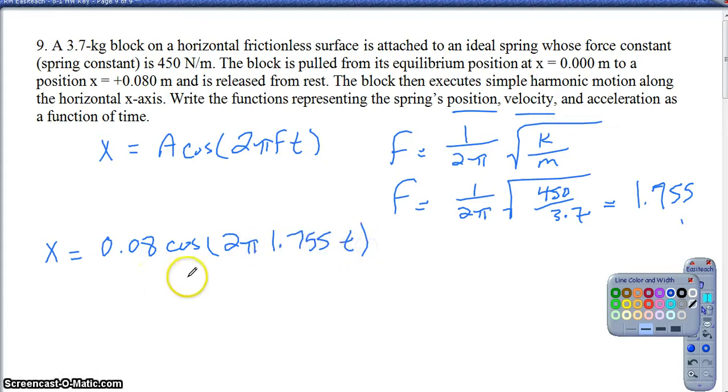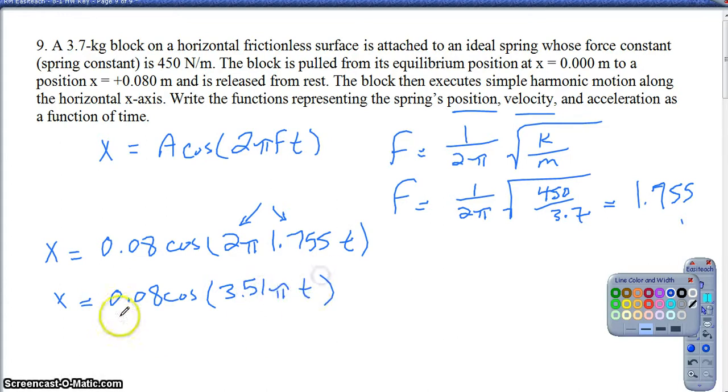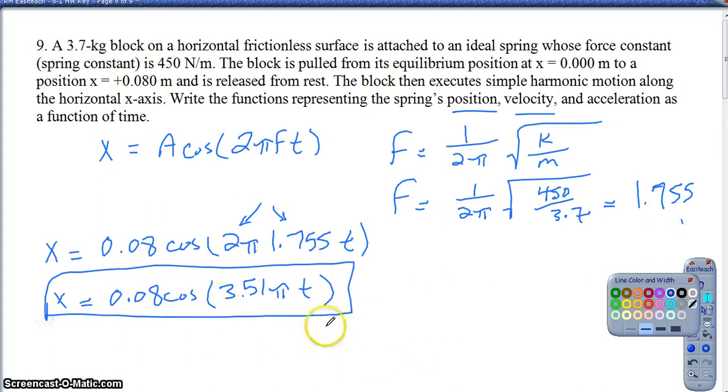Now I could honestly pretty much leave it here. You could also calculate it. I'm going to leave pi in the answer, but multiply the 2 and the 1.755 since those are both just numbers. Again, there's nothing wrong with leaving it like this above, but I am going to combine those numbers since I can. So cosine of 3.51 pi t. I'll stop with it there for my position function.